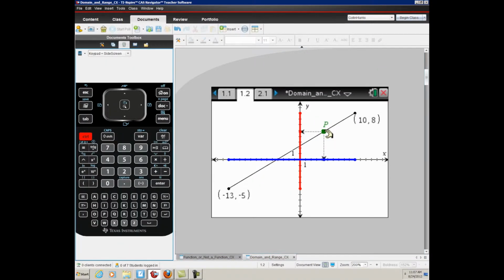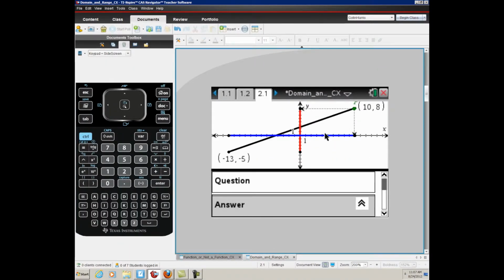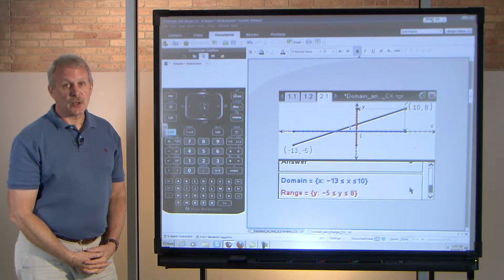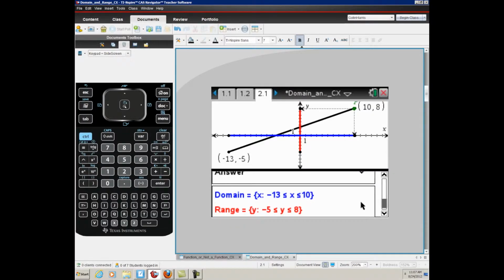On the next page of this document, they're asked, what is the domain and range? How would you write that with the proper math notation? And so if they click on this, they can see whether or not they actually did it correctly with all the proper notation.